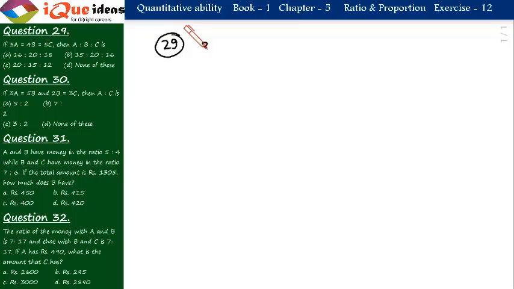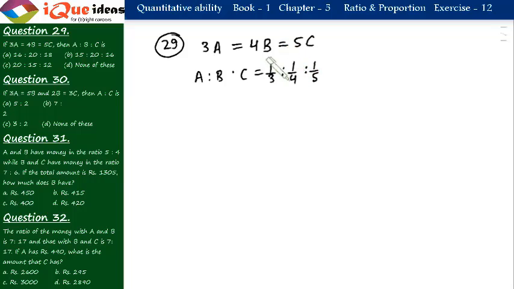It says 3A is equal to 4B is equal to 5C. I think we have done this in the earlier questions and in the theory section also. Straight away, A is to B is to C is equal to... What happens whenever we take this relation? The ratio of the quantities is directly equal to the ratio of the inverse of the coefficients. So 1 by 3 is to 1 by 4 is to 1 by 5. And then you have to simplify them, rationalize them.